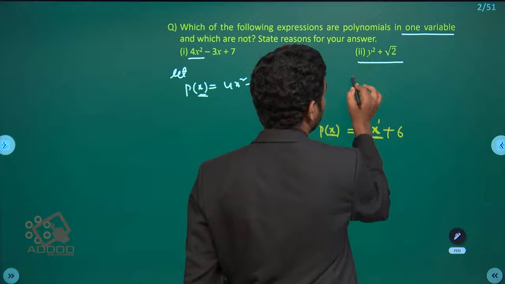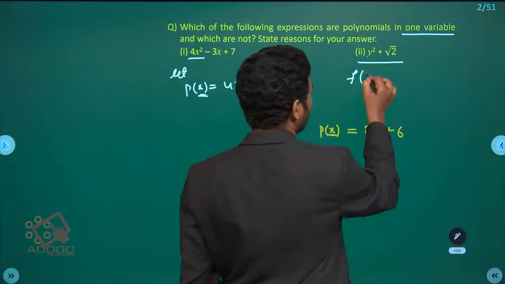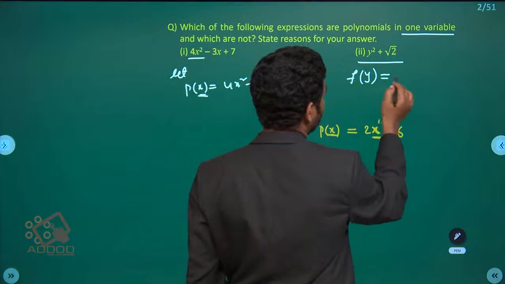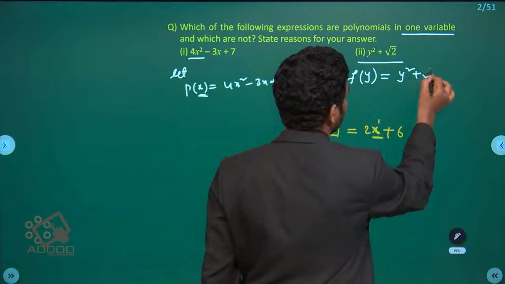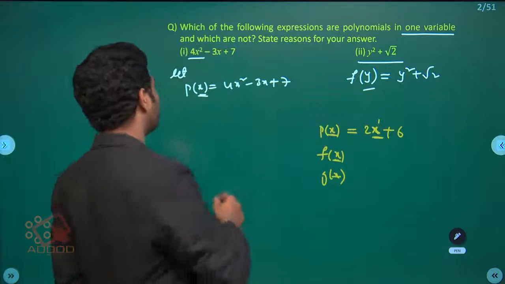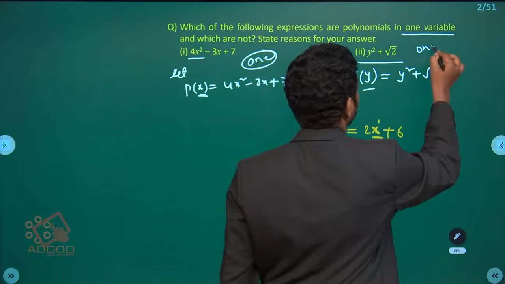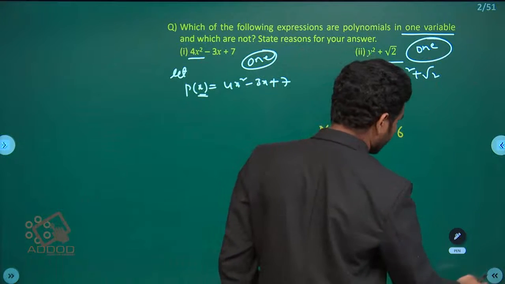For example, here the polynomial, f of y or p of y, whatever you take. Now here the variable is y, so f of y is equal to y square plus root 2. This is a polynomial in terms of one variable only, and this is also one variable only, that is the y variable. Like that we can identify.